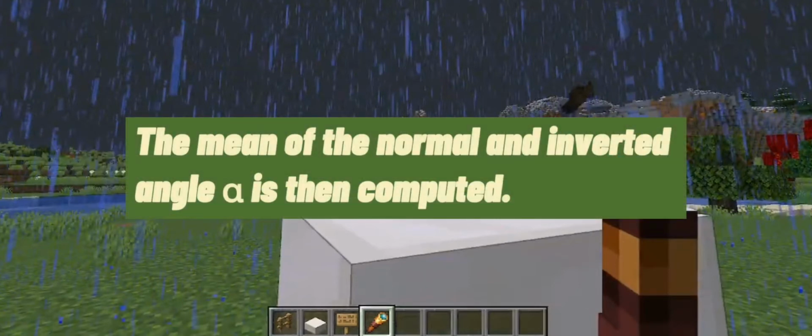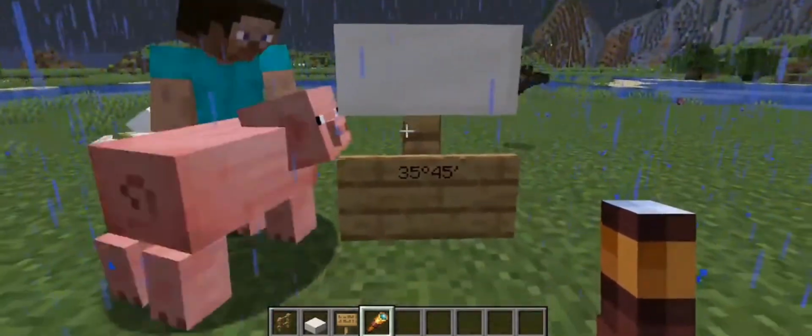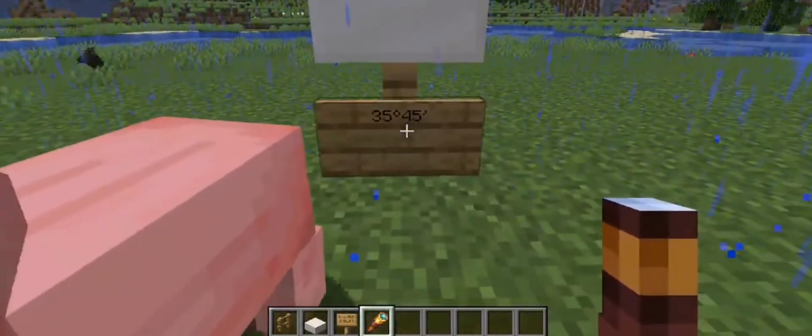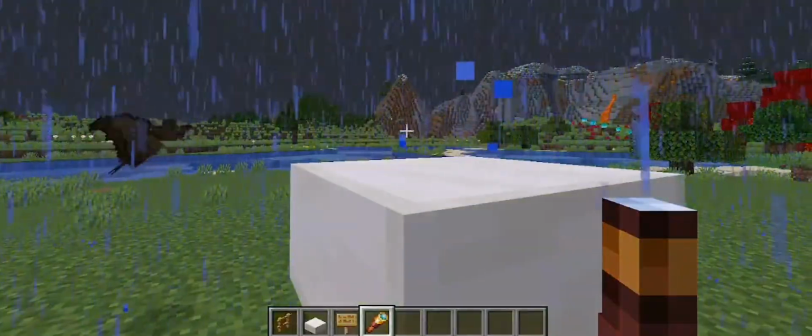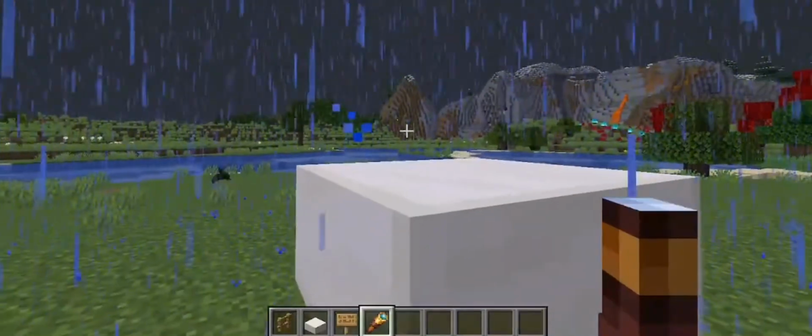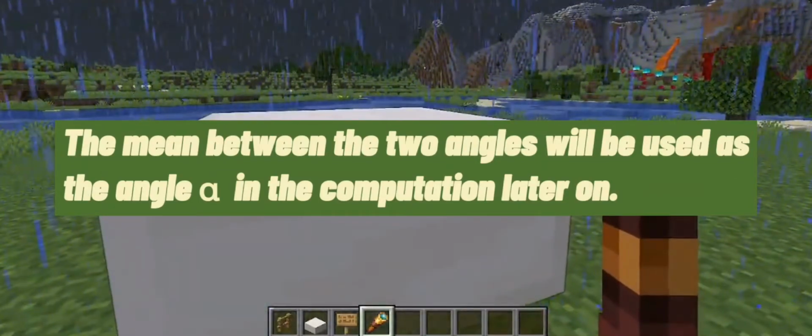The mean of the normal and inverted angle alpha is then computed. Therefore, the value that we obtain here is 35 degrees 45 minutes. Then we will measure the vertical height of the instrument in inverted reading, in which the value that we get is 1.43. The mean between the two angles will be used as the angle alpha in the computation later on.